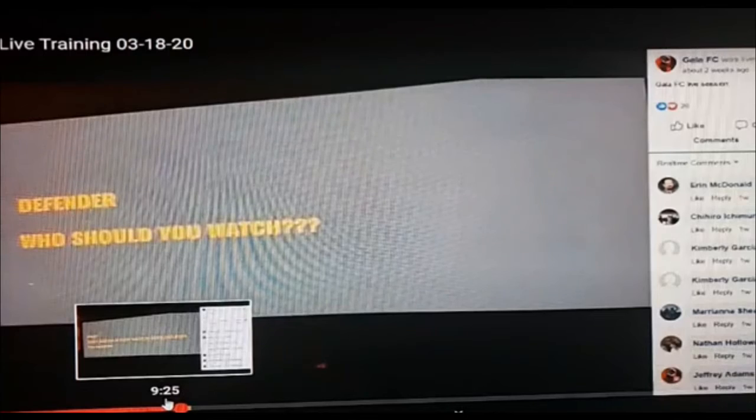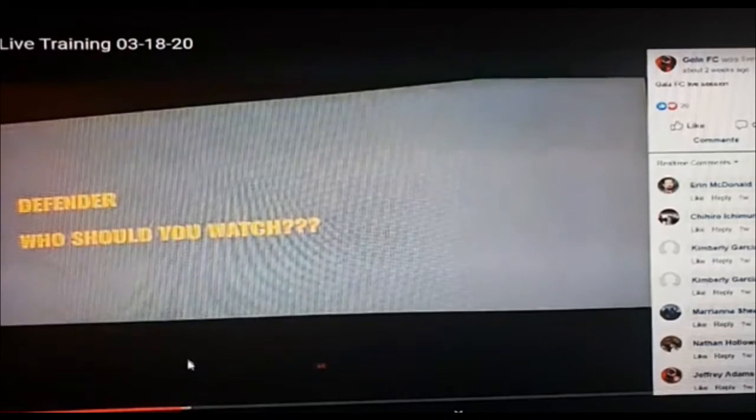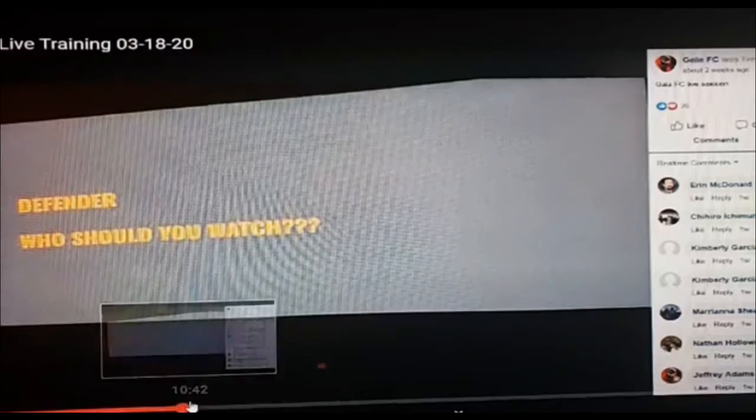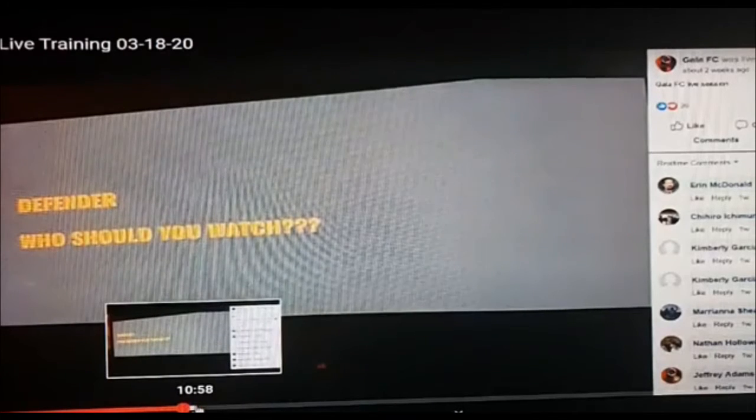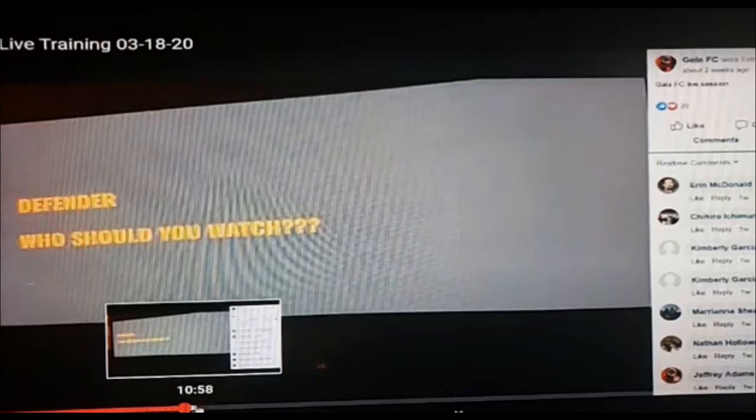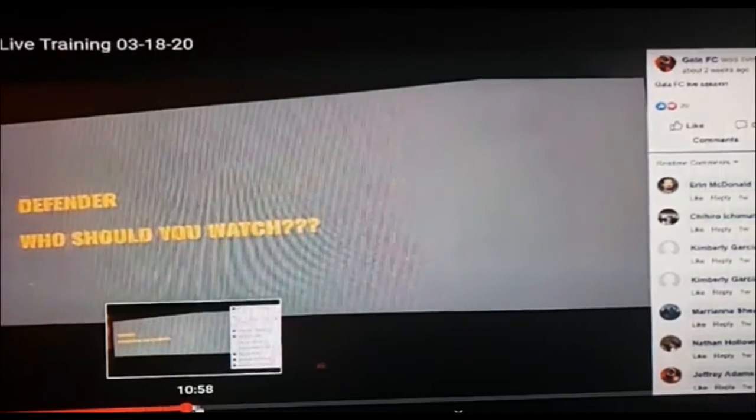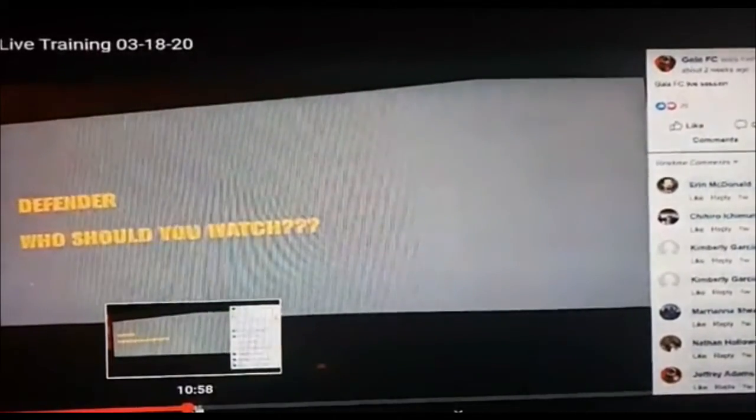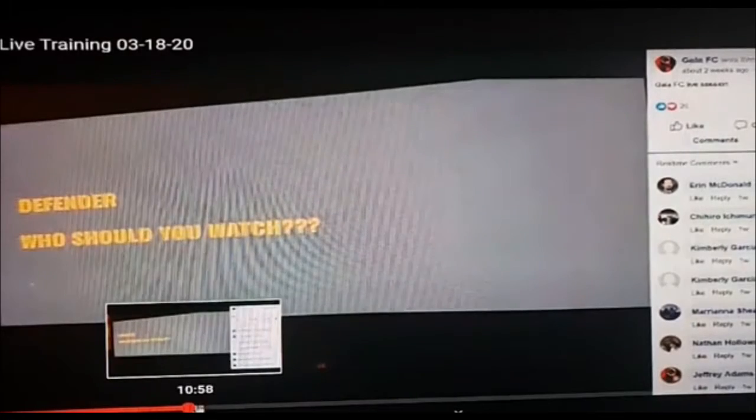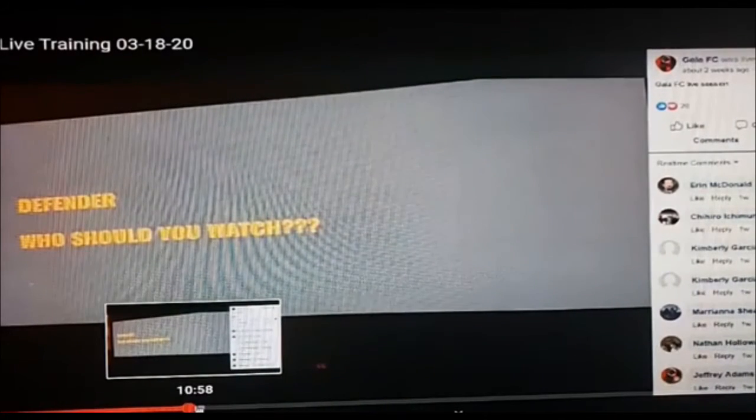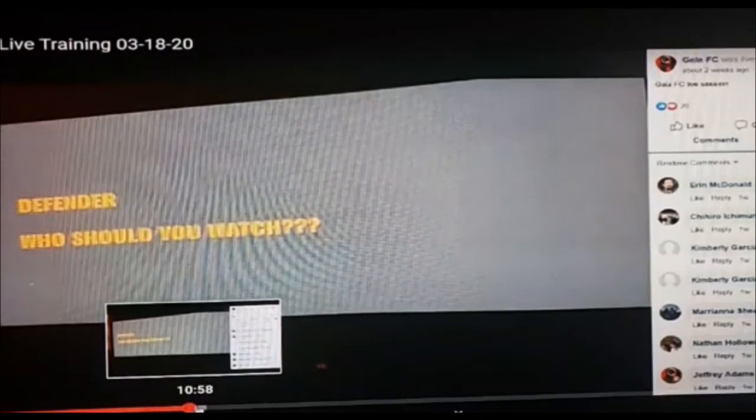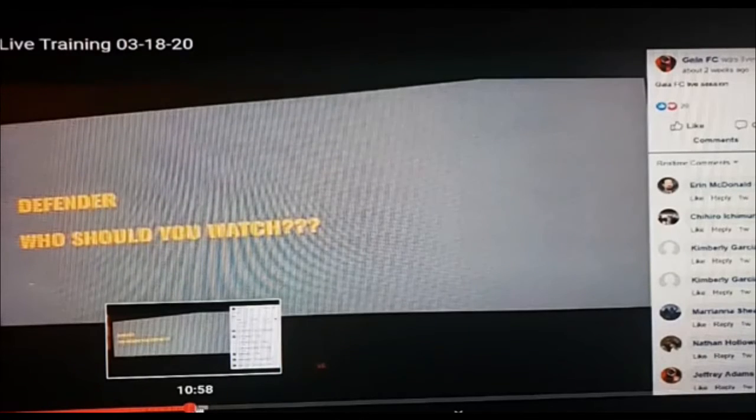So, next one. Who should you watch as a defender? We're talking about center backs. So, center backs, they need to be smart. They need to be communicative. They need to be a leader, all of them. They need to be very technical players. They can't just boot the ball every single time. They need to possess the ball when they need to, and they're smart enough to know when they're under pressure they won't risk it. So 100%.